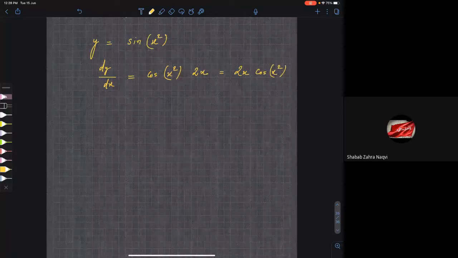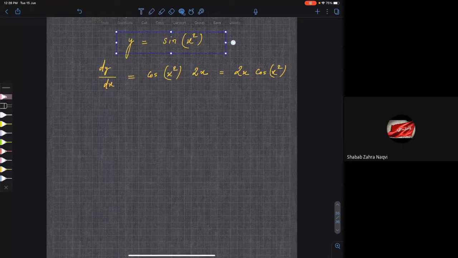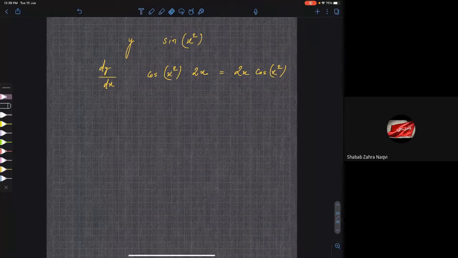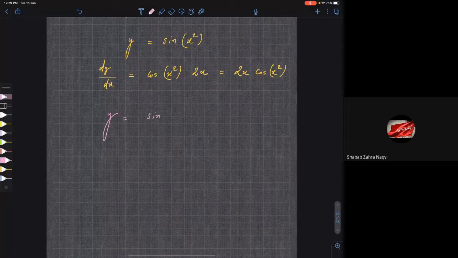Okay. Now I'm asking you one more question, which looks similar but actually is completely different. Okay? Now you tell me, if y equals sine square x, what will be dy by dx?